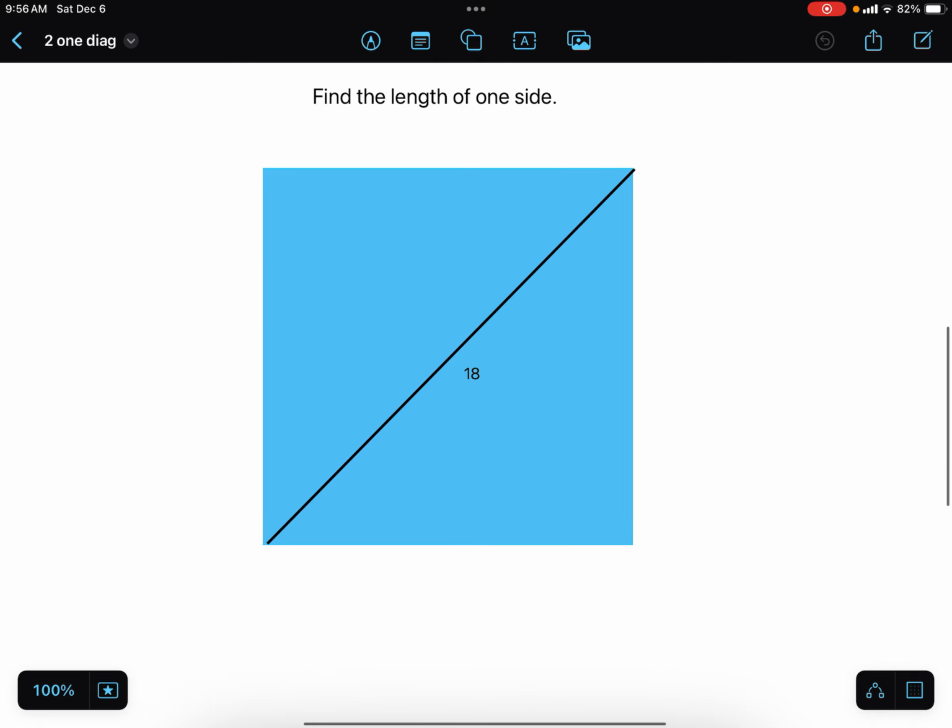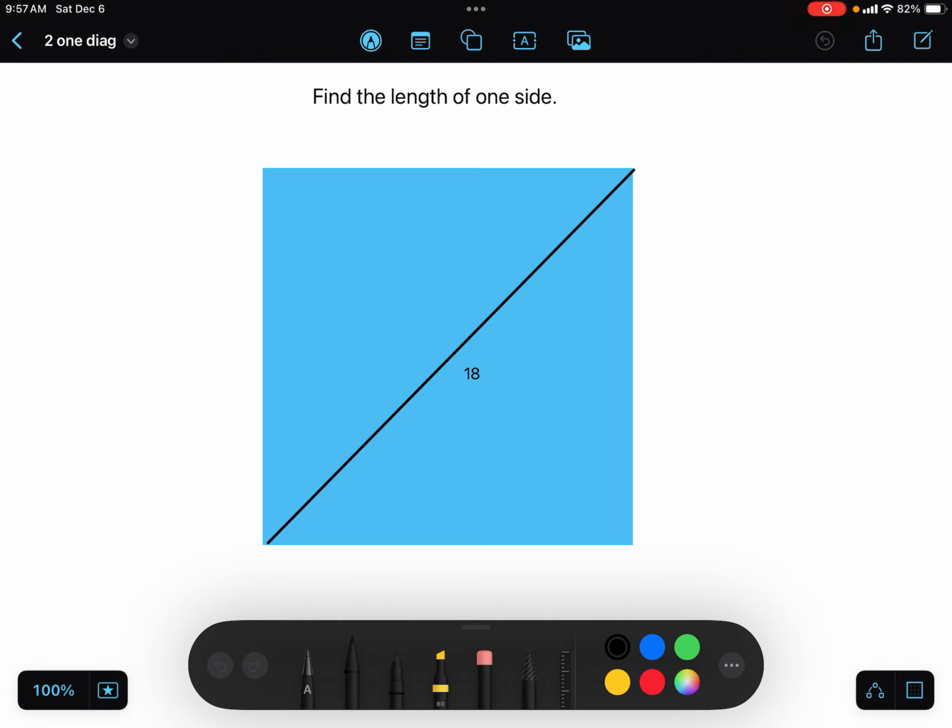Here we have a question where we're given a diagonal and you're going to be asked to find the length of one side of a square. Now, there's some things going on here. Obviously, this makes a triangle. It actually makes two triangles. But I want to go ahead and mark up some facts here.